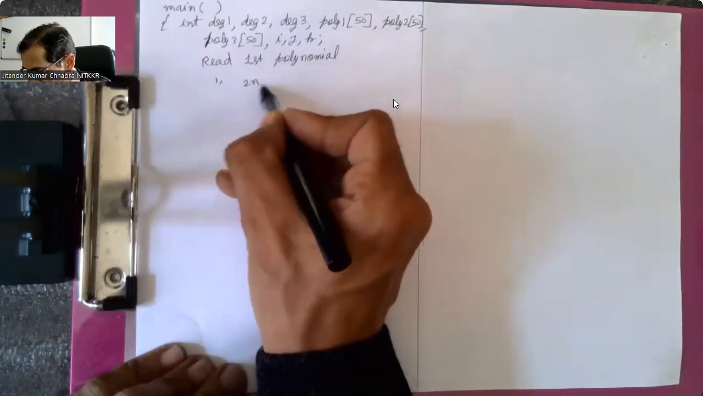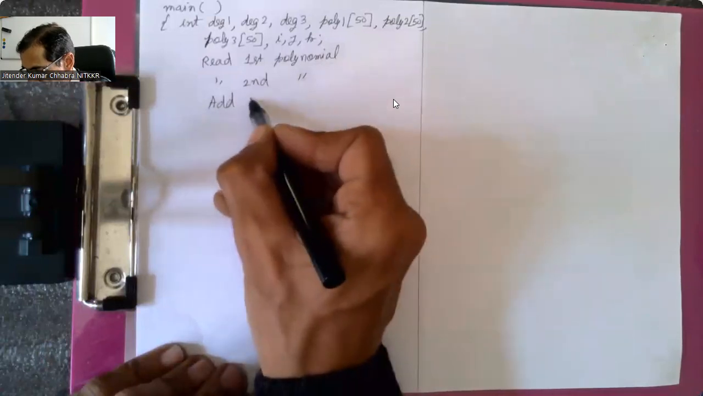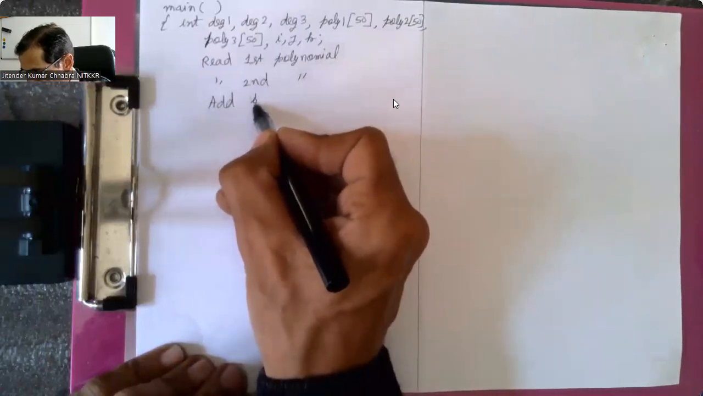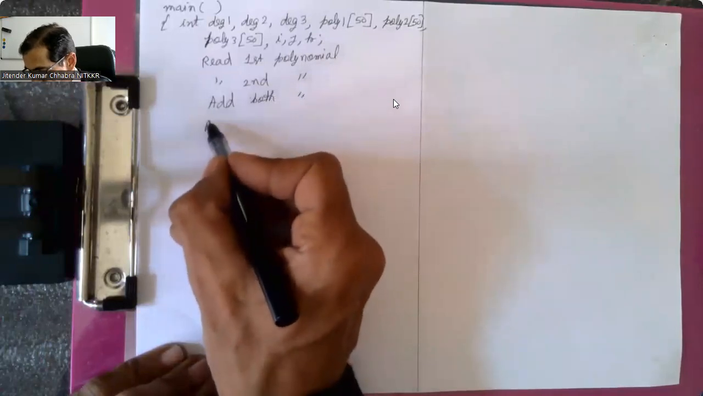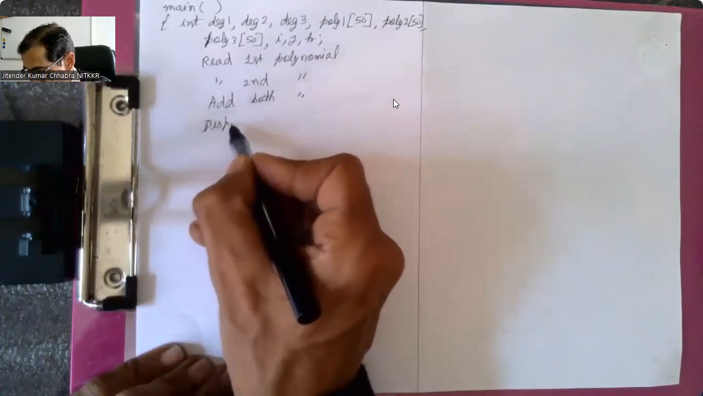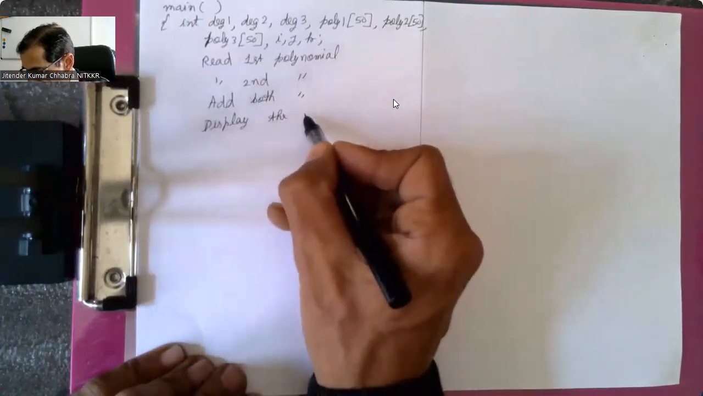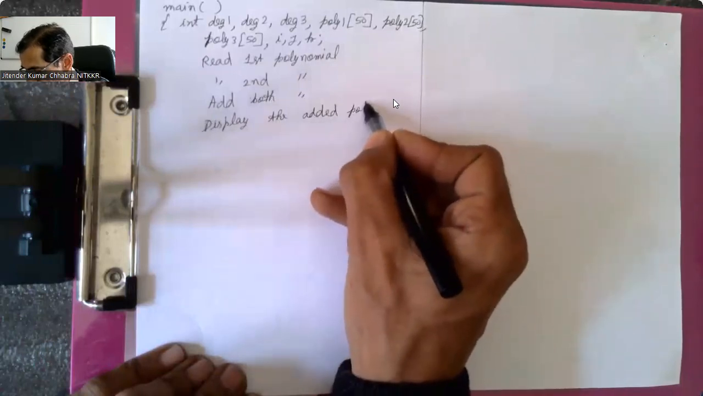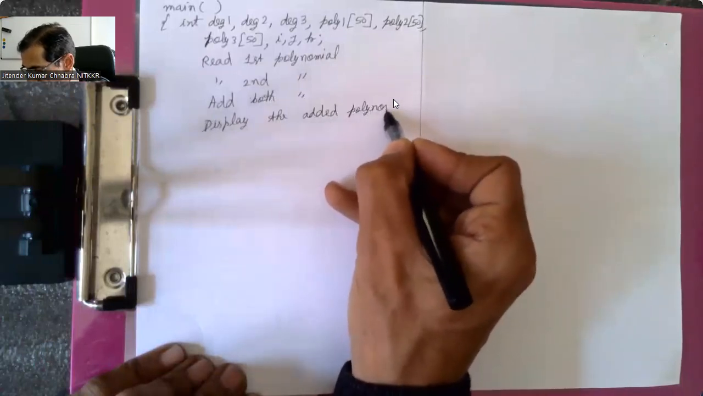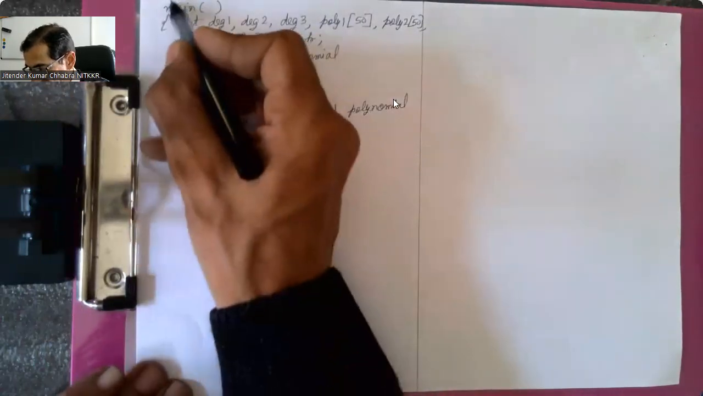Similarly, my next step will be to read the second polynomial. My third step will be to add the two polynomials. And the final step will be to display or print the result, or display the added polynomial. Now, these are the primary steps, and that will be the main over.